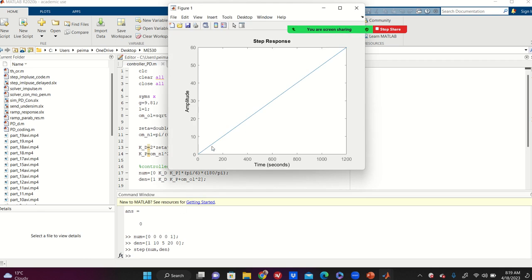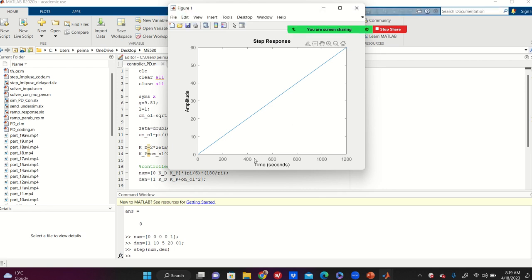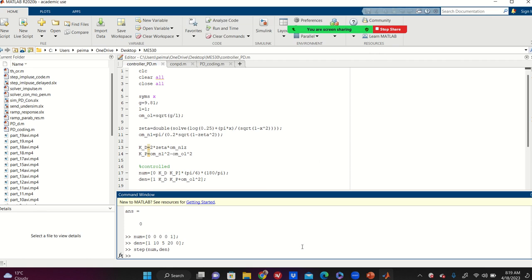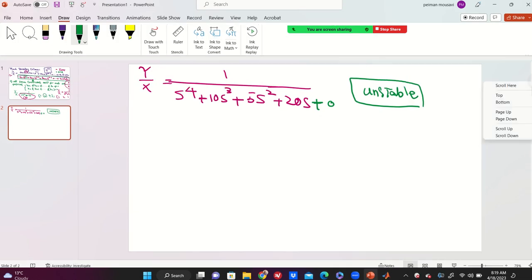If I say step num and then den, the system is ridiculous. It's unstable, increasing forever. If I continue the time, it's going to continue. So you see, you have a pole on the imaginary axis at the origin, on the border of stability and instability. Okay. Now, what about this term, guys?